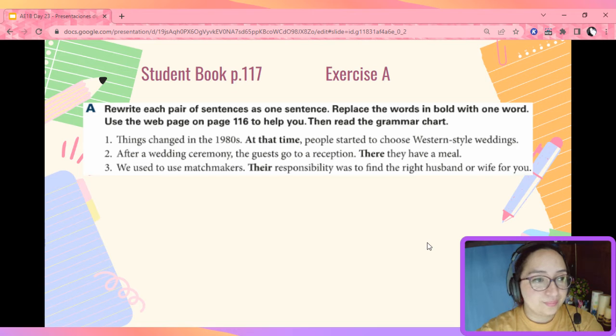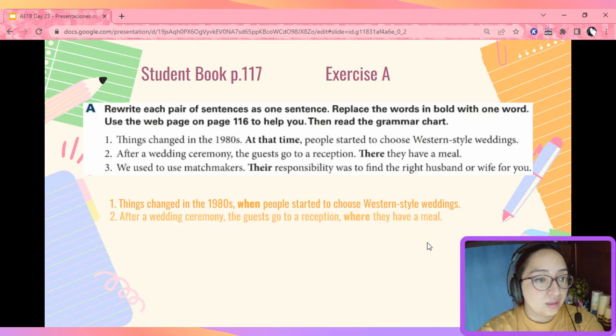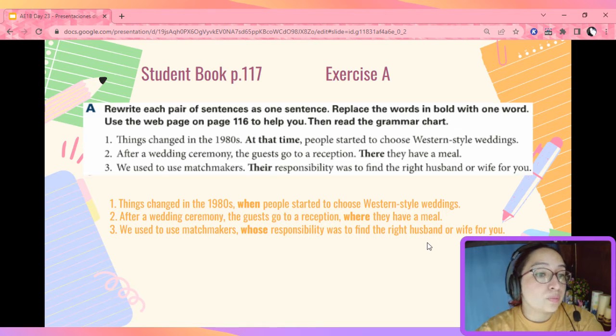Okay, let's see. Number 1. Things changed in the 1980s, when people started to choose Western-style weddings. 2. After a wedding ceremony, the guests go to a reception, where they have a meal. And 3. We used to use matchmakers, whose responsibility was to find the right husband or wife for you. Did you get this right?